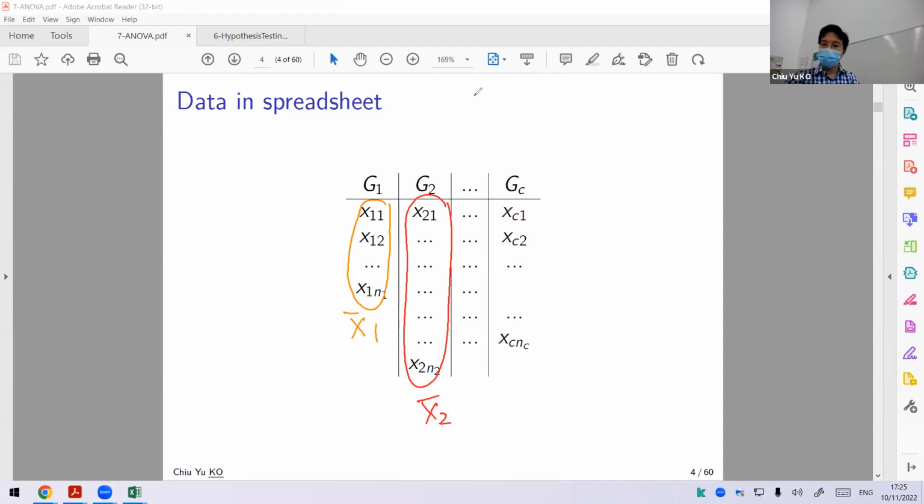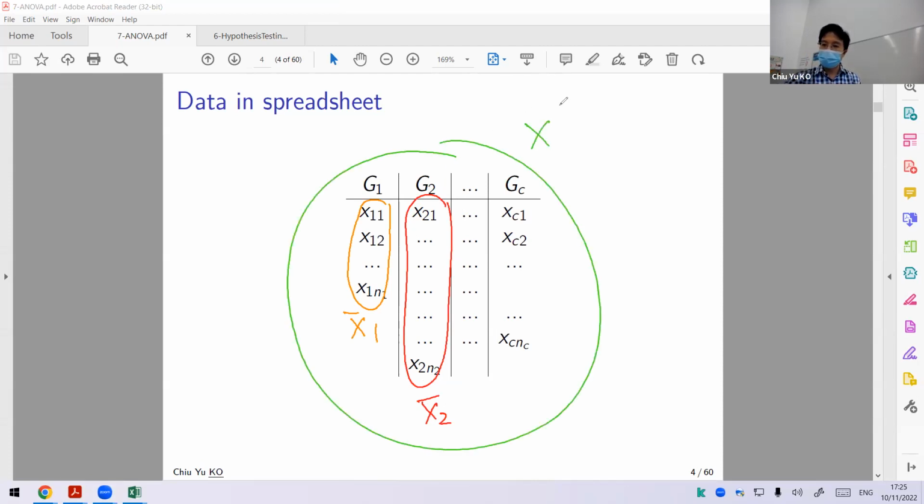Okay, and do remember, if you add everything up, it's x bar. x bar is a grand mean, and for each group you can calculate an average. Is that clear? One is the group mean, one is the overall mean. Is that clear?